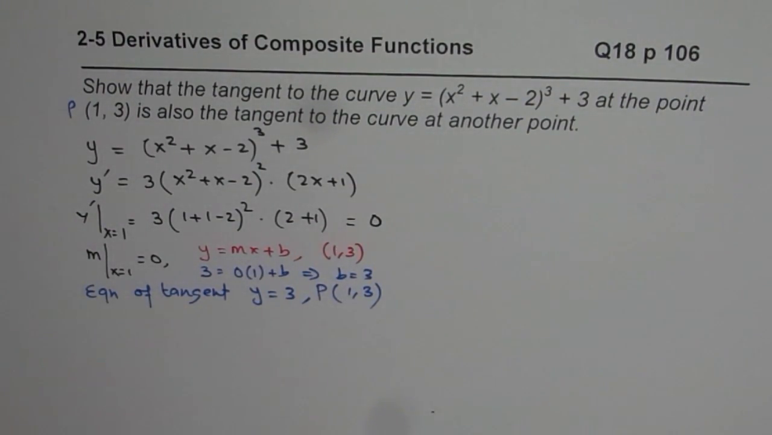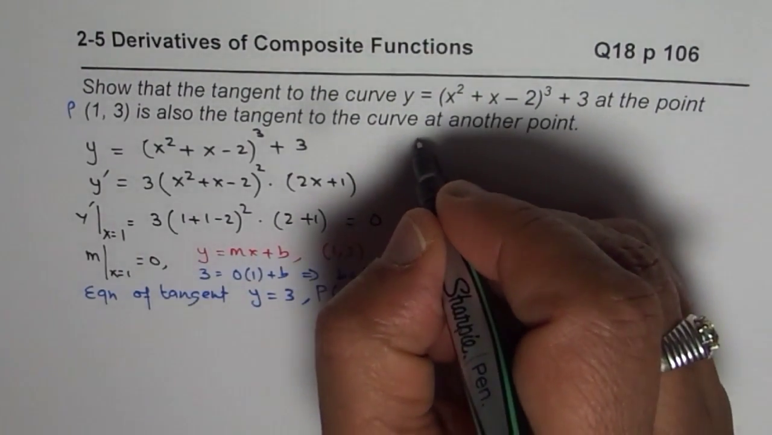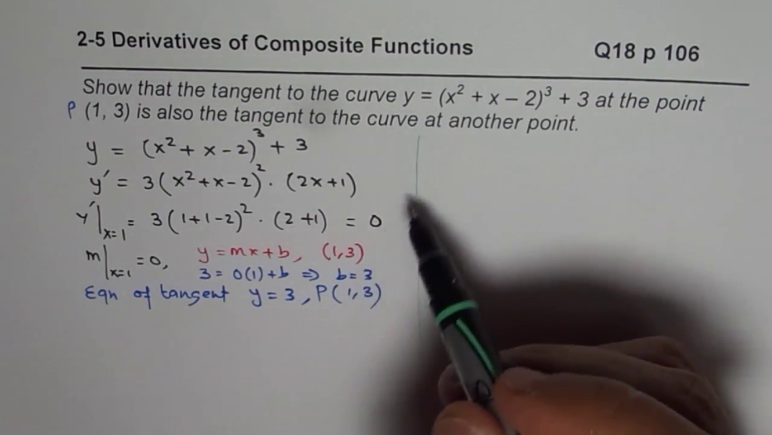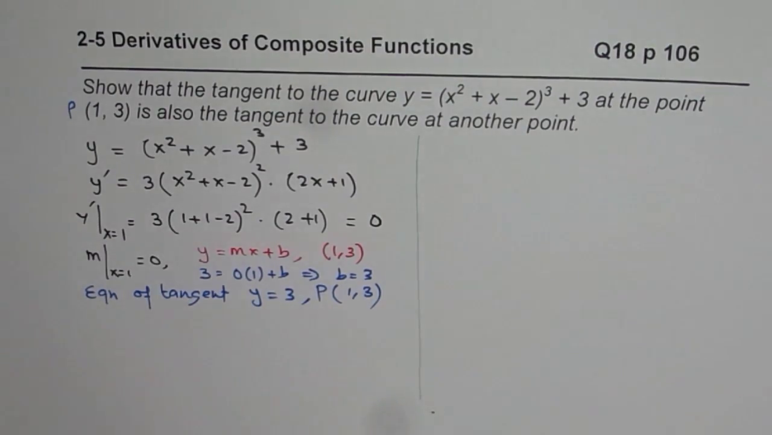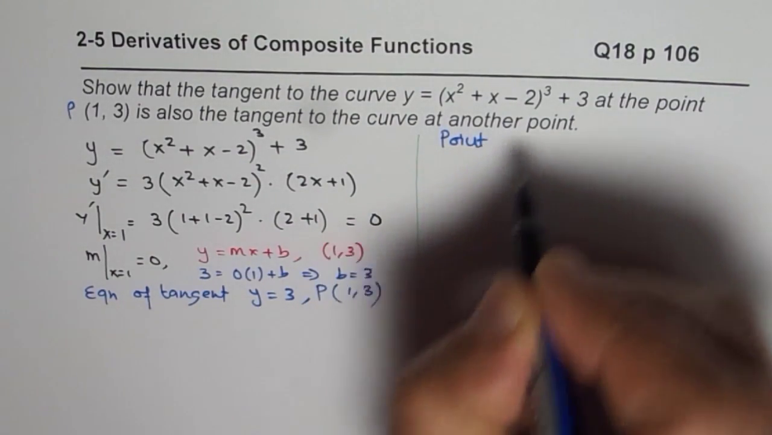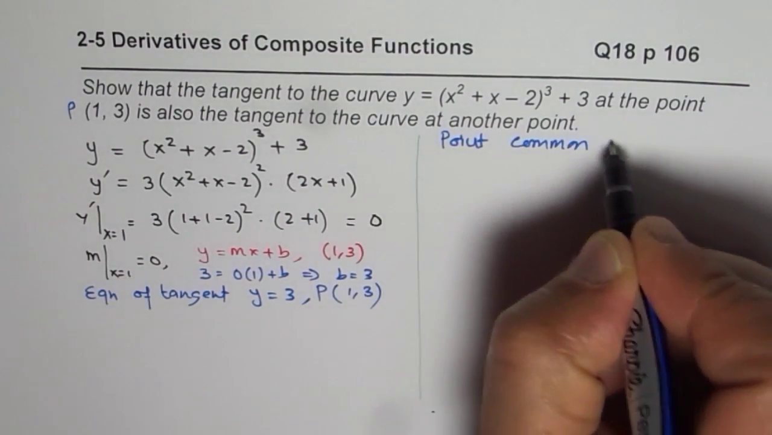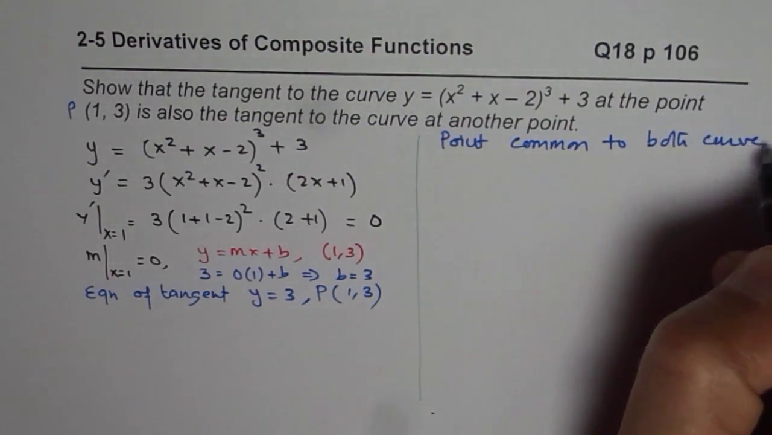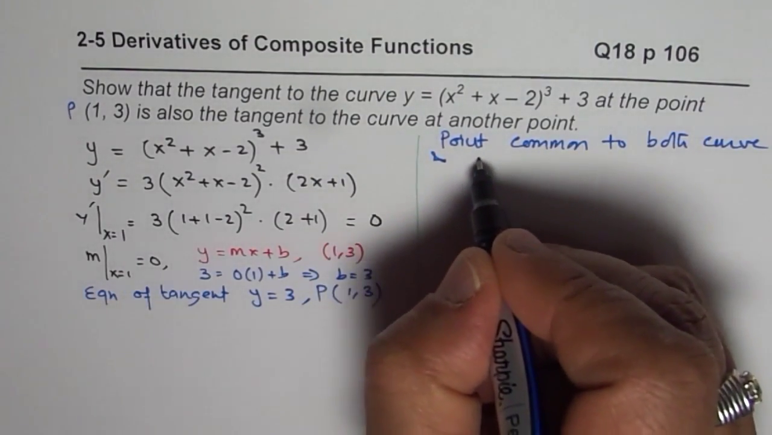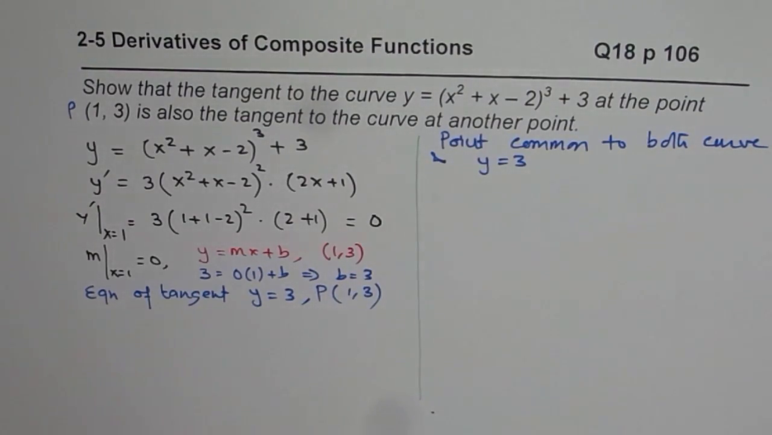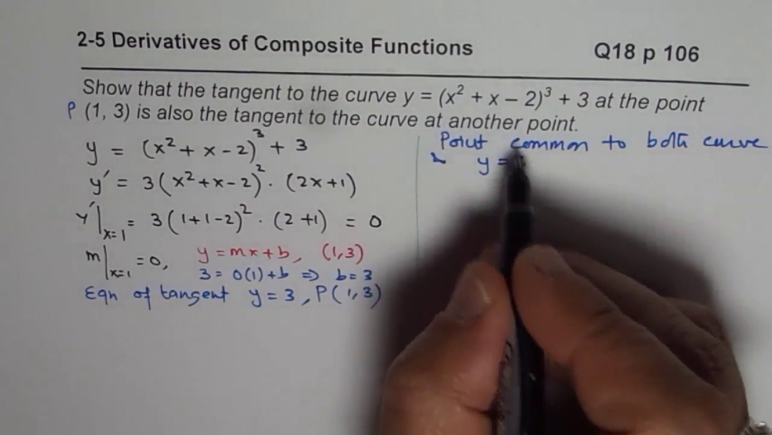Now let's look into the second part, that this is also tangent to the curve at another point. When we say also tangent, first let us find whether it cuts or touches the curve or not. So we'll try to find the point common to both the curve and y equals 3. Common means that the value should be the same, so let's equate these values and find the x value where they could be common.